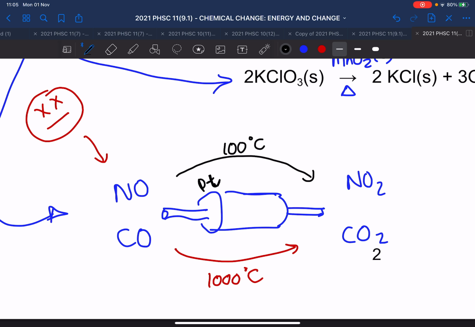If you touch the exhaust, do you burn? Yes, it's hot. Don't go try it at home.